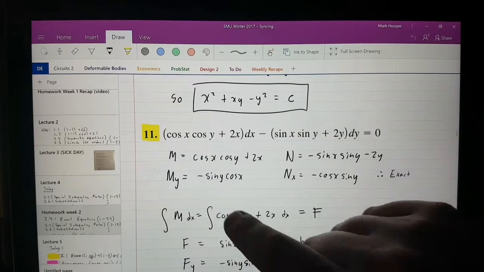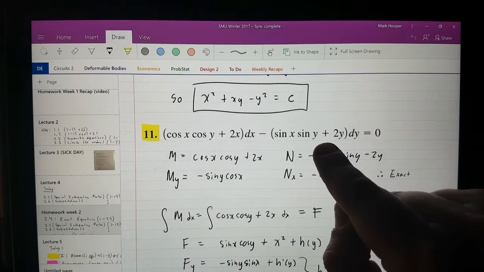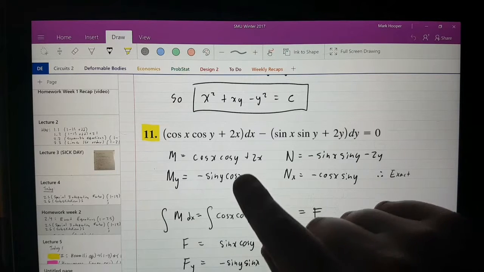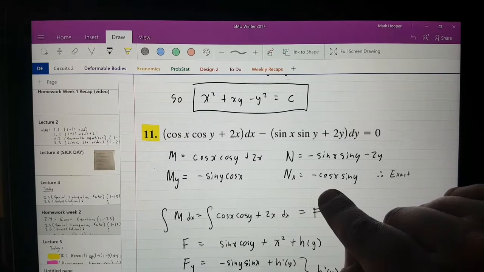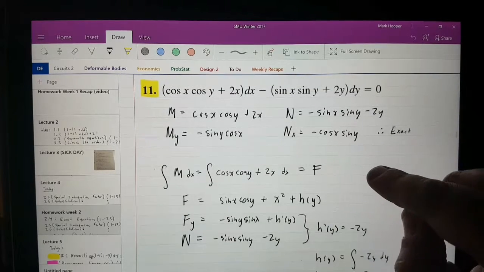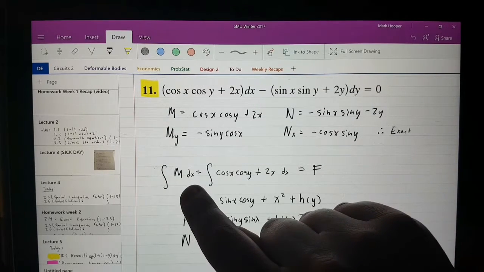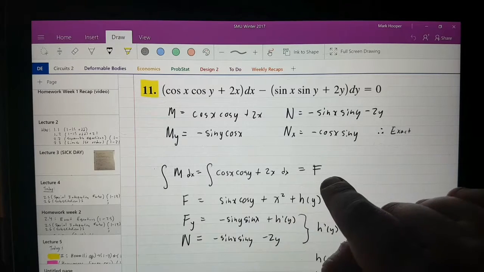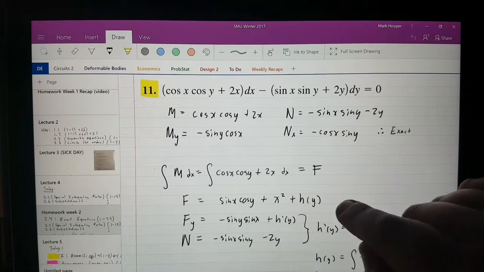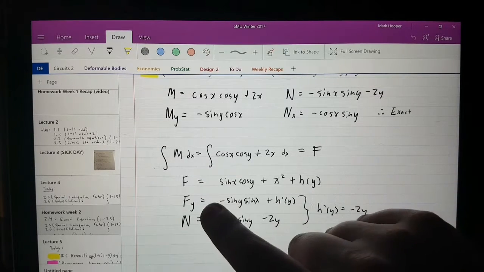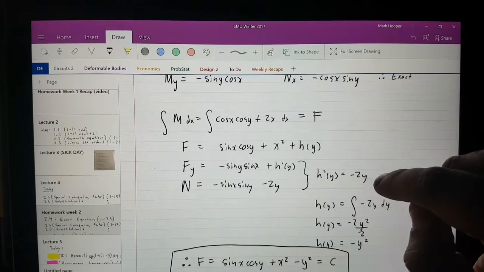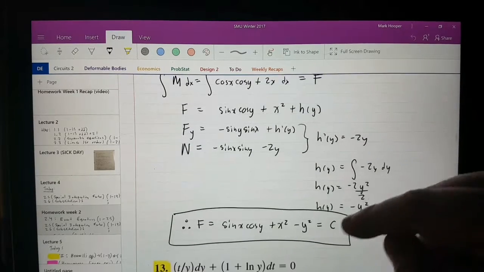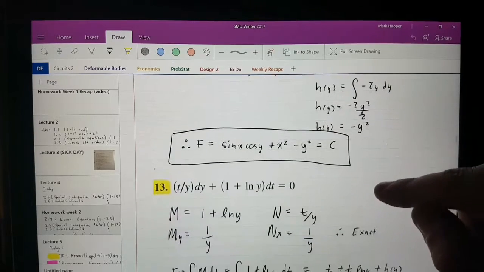So anyway, keep going. M is going to be this guy. N is going to be this one, because this one's times dx. So my is going to be that, and it's equal to the same thing as n with respect to x. So we'll integrate m dx. That's going to be this. That's equal to f. So we got h of y, and then take f with respect to y and compare it to n. And h prime of y is that guy. Anyway, so that's the same kind of thing that we're going to keep doing over and over again.